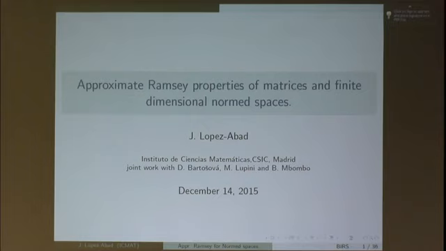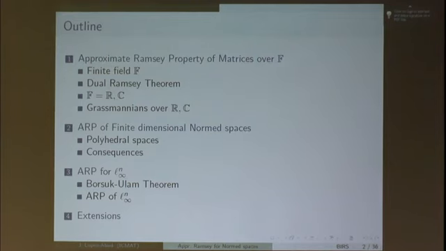Matrices, everybody knows what that is. So this is the outline. I will first explain the well-known result on matrices over a finite field F, which of course has to do with the dual Ramsey theorem. Then I will go to our result, which is about the case where you deal with real numbers or complex numbers, even rational numbers. It is the same kind of idea. And I will point out some of the results about Grassmannians over real or complex numbers.